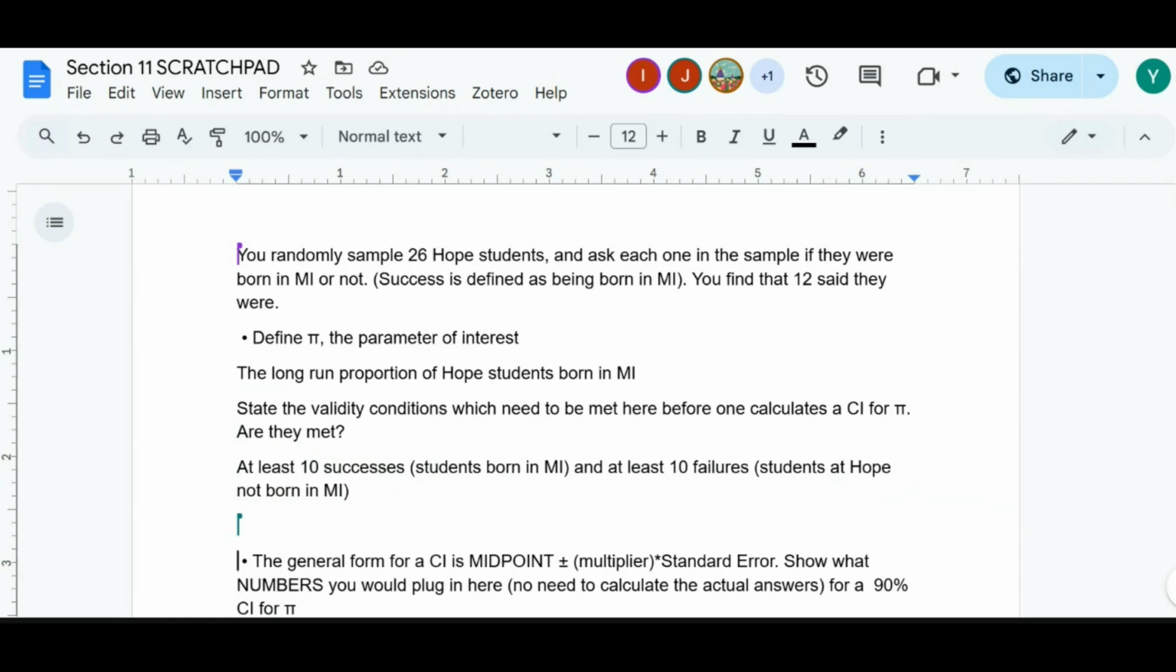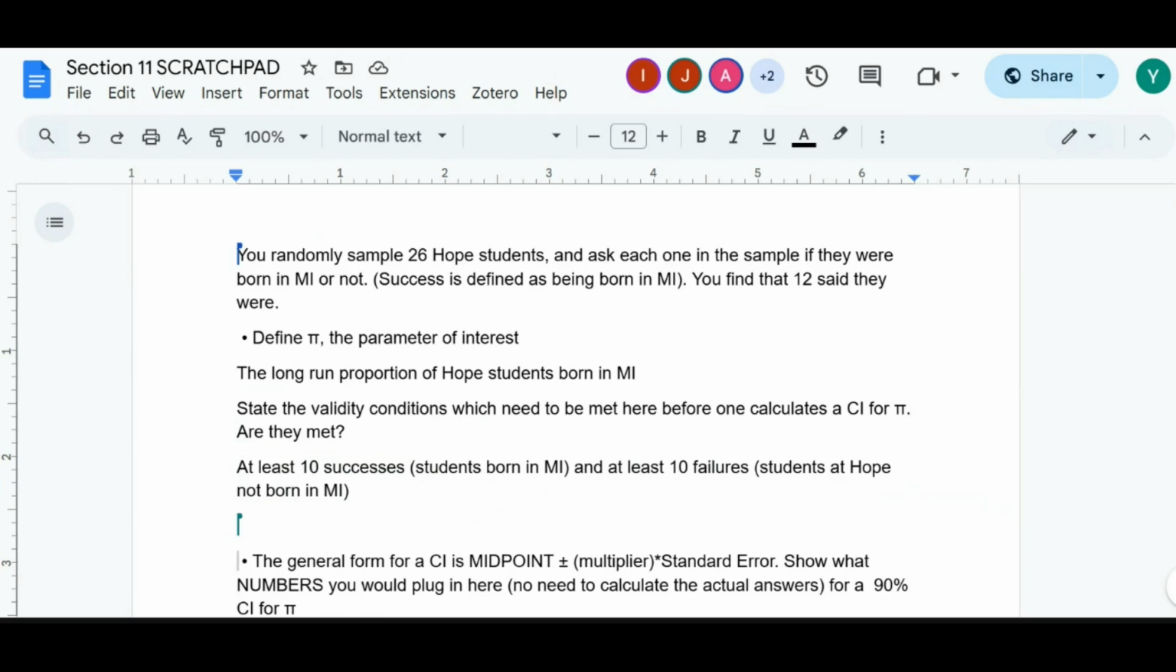Good. So are they met? Do we have this? We had how many people born in Michigan? We had 12. That's more than 10. Since I last checked, 12 is more than 10. And then, which means how many were not? 14. So we meet the conditions, and that's it.